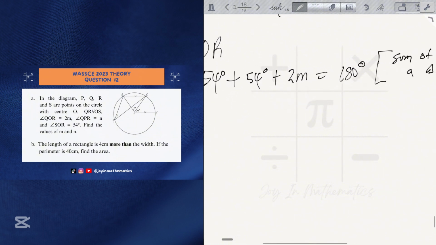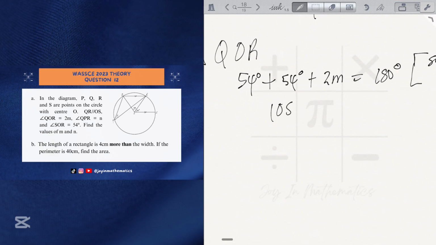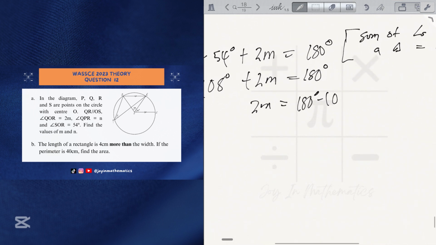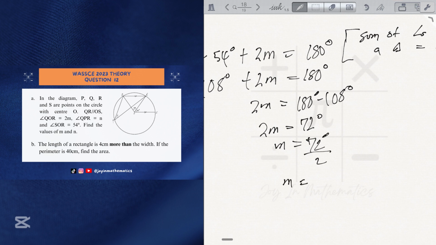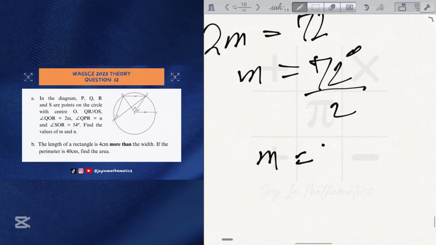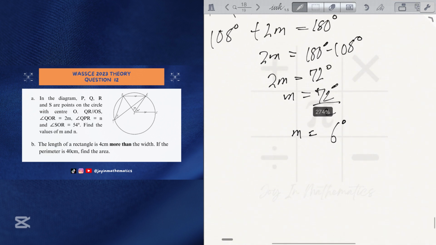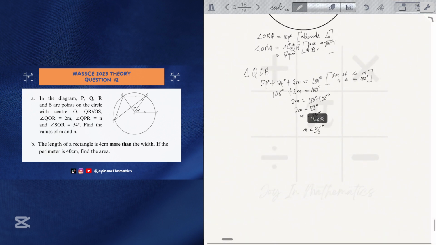So with that, 54 degrees plus 54 degrees gives 108 degrees, plus 2m is equal to 180 degrees. So 2m is equal to 180 degrees minus 108 degrees, and 2m will be equal to 72 degrees, and m will be equal to 72 divided by 2 degrees, giving m equal to 36 degrees. Now we have found the value of m. Let's now find the value of n.